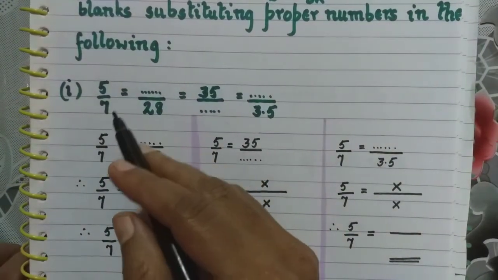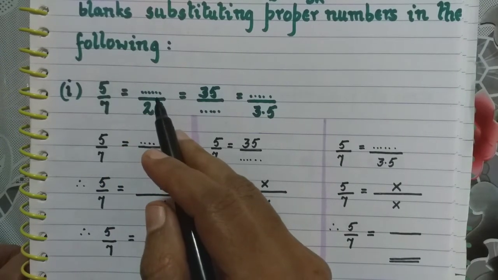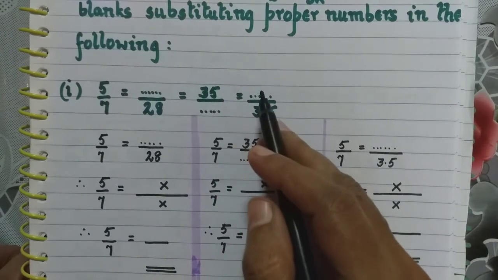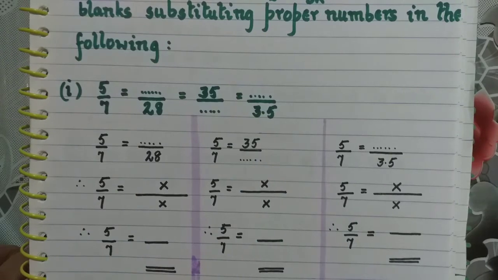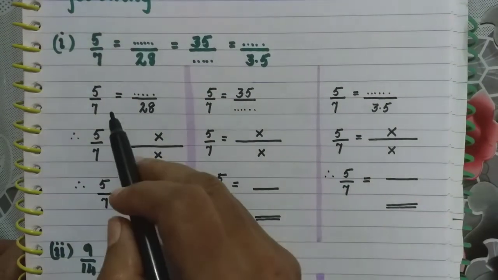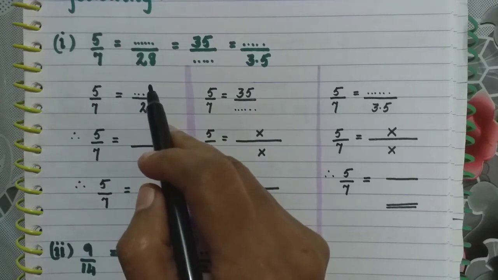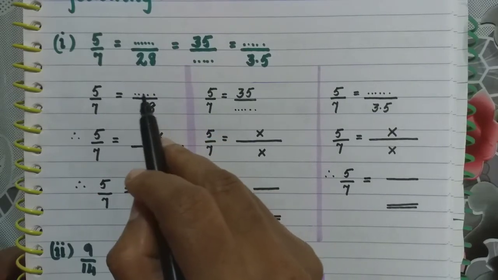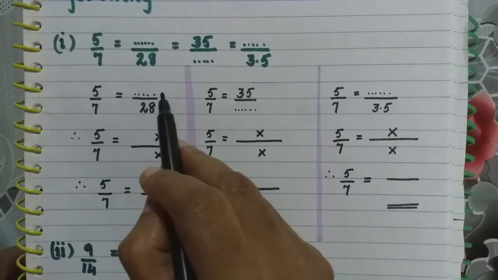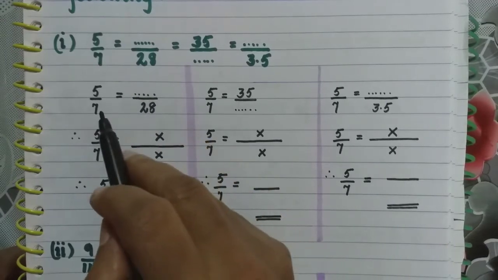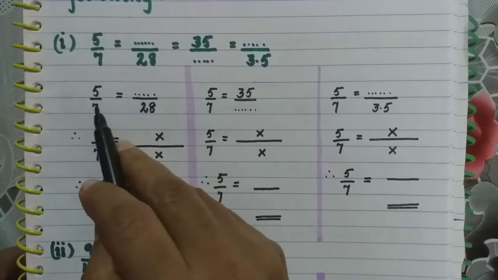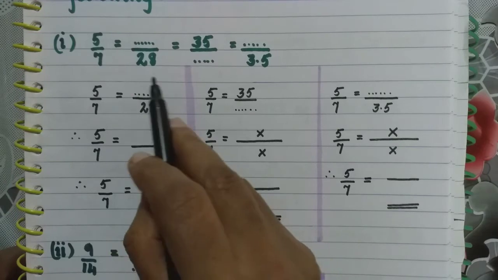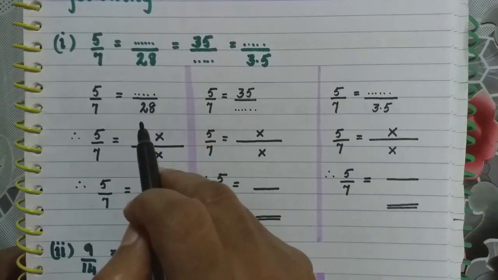See the first sub question. They are saying that 5 upon 7 is equal to dash upon 28 is equal to 35 upon dash is equal to dash upon 3.5. Now we'll take the first part, that is 5 upon 7 equal to dash upon 28. What have we to do here? We have to fill in this blank. Now to fill in this blank, you see that in both these fractions both the denominators are there. The numerator of one of them is missing. So what do we do?